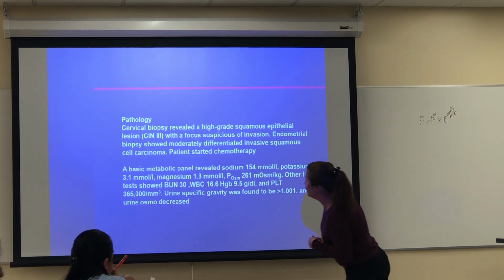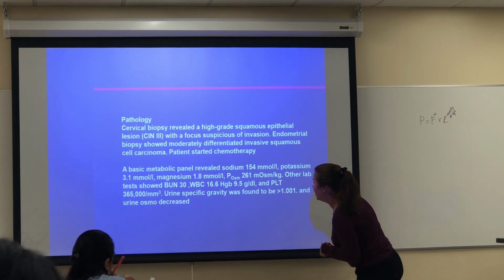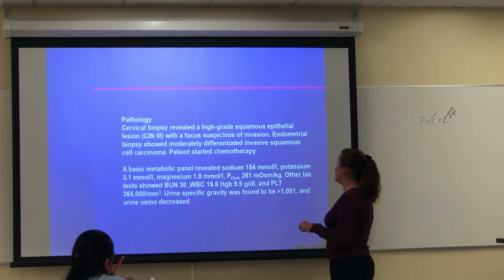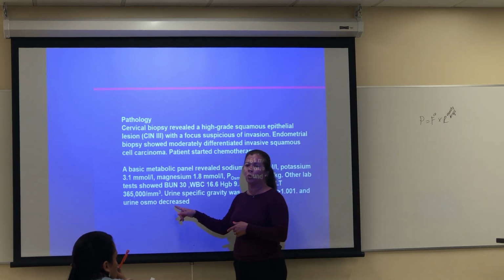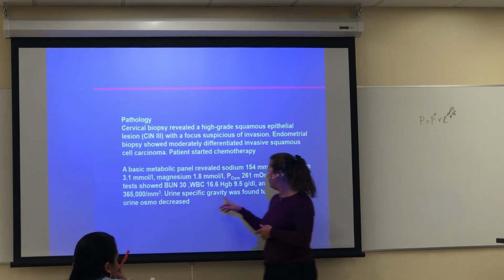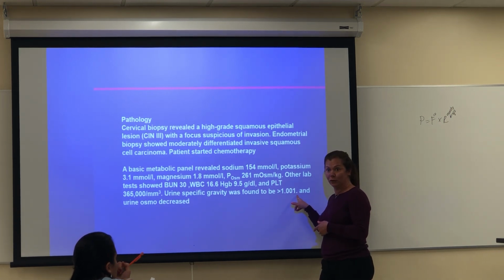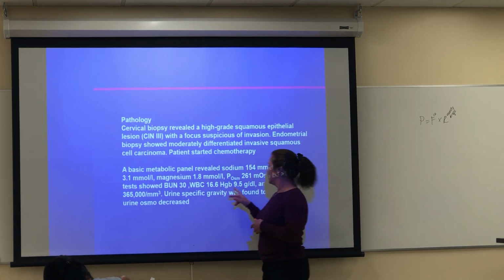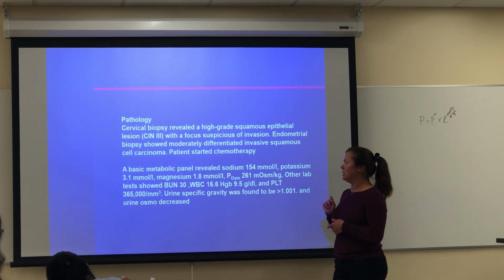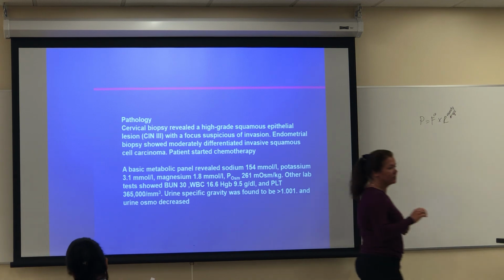Other lab tests show BUN 30, WBC 16. Urine specific gravity was found to be higher than 1.0001, but still low, very low, it's 10 to 20. And urine osmolality is decreased. The specific gravity is decreased, and I have a cancer patient, diabetes insipidus.